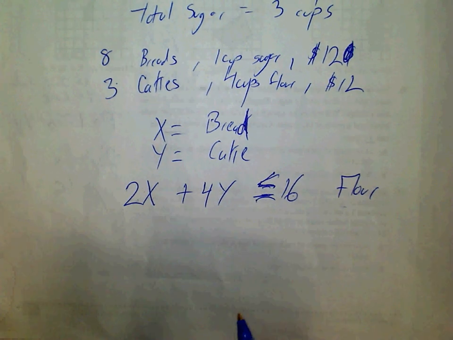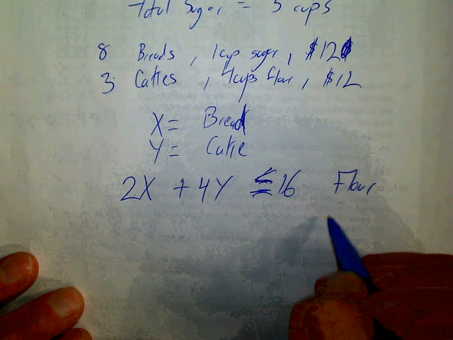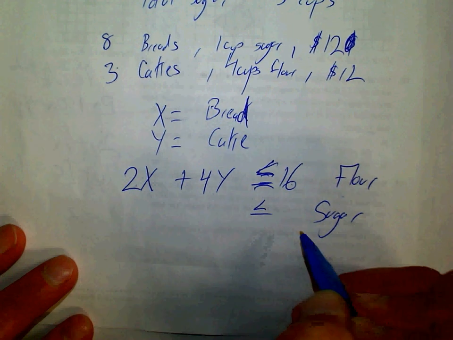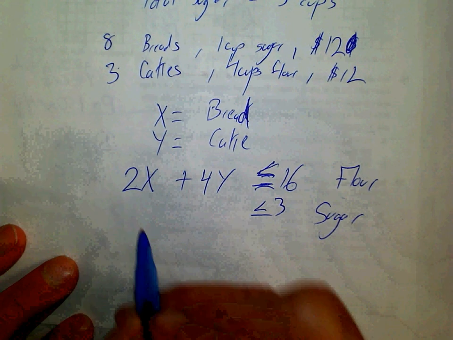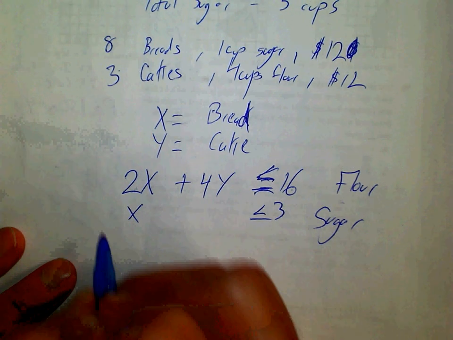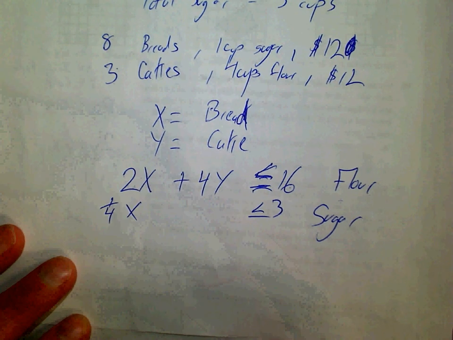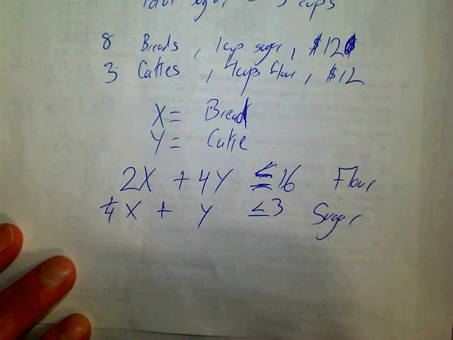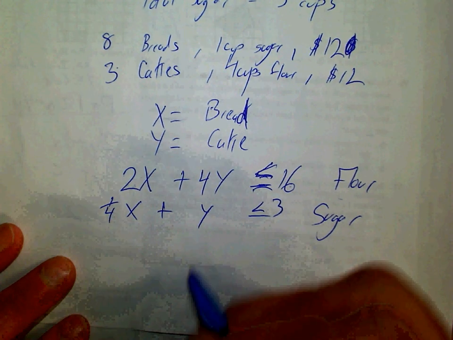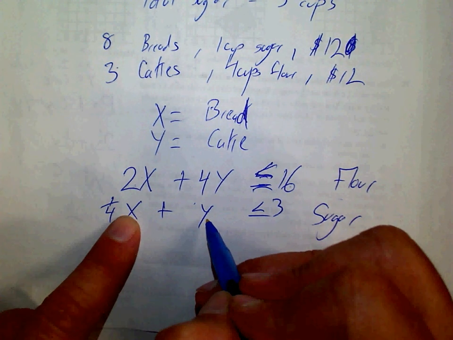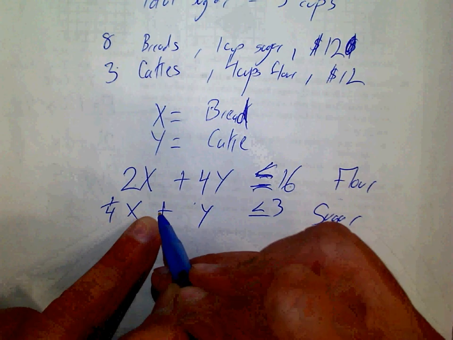Well, let's do one for our sugar. Our sugar's got to be less than or equal to 3 cups. How much sugar do we use for each bread? 1/4 cup? How much sugar do we use for each cake? 1, right? So 1/4 cup of sugar and 1 cup of sugar. If you add these two together, it's got to be less than or equal to 3.